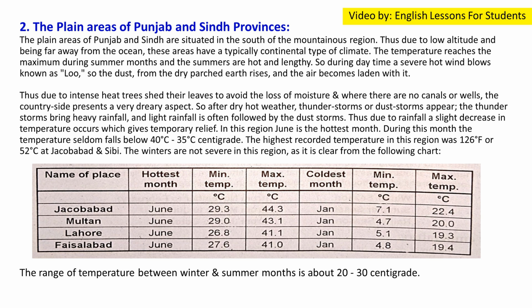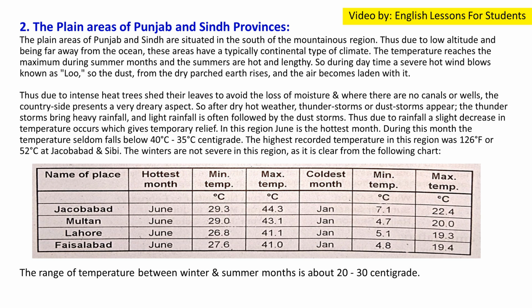So, after dry, hot weather, thunderstorms or dust storms appear. The thunderstorms bring heavy rainfall, and light rainfall is often followed by the dust storms. Thus, due to rainfall, a slight decrease in temperature occurs, which gives temporary relief. In this region, June is the hottest month. During this month, the temperature seldom falls below 40 degrees centigrade to 30 degrees centigrade.